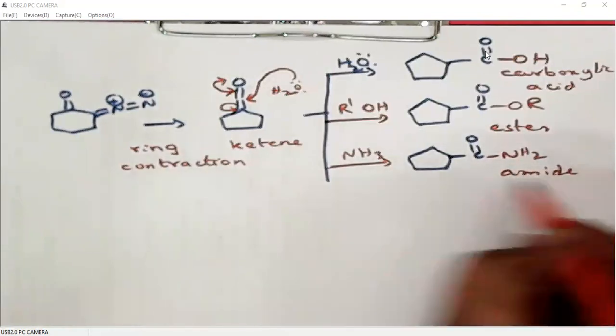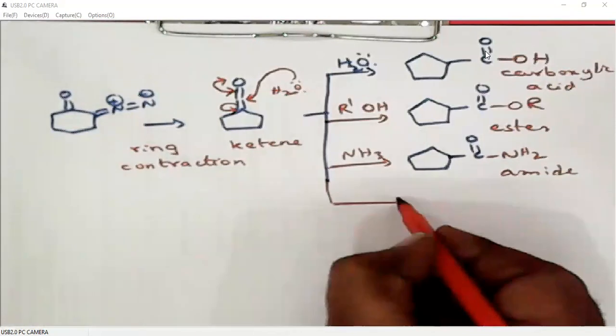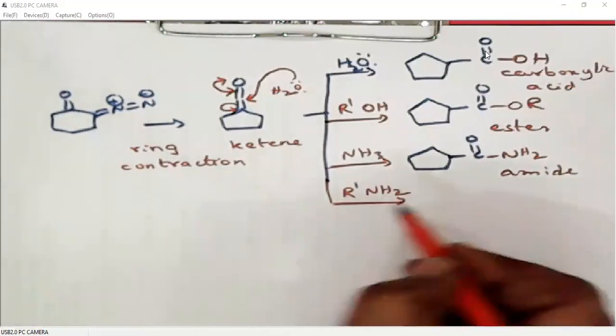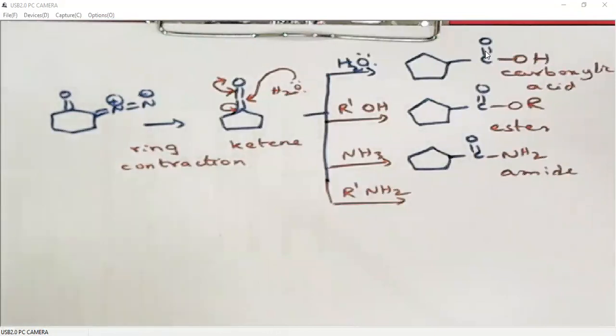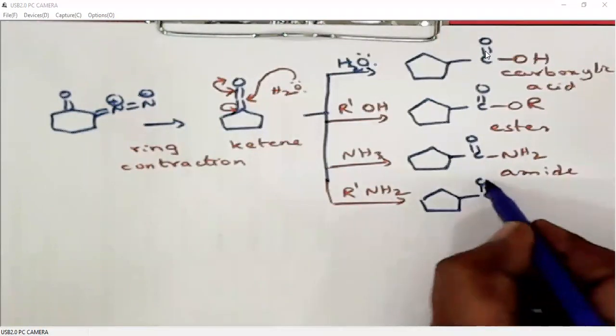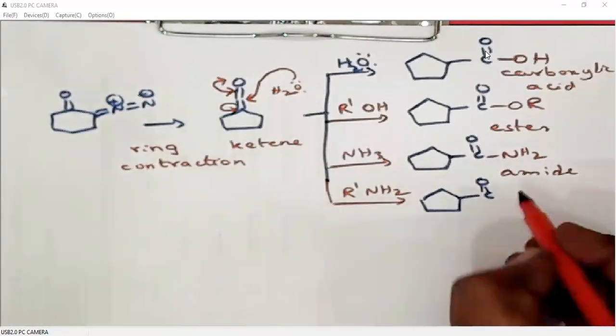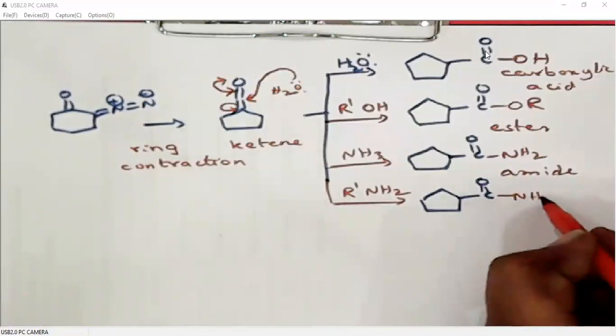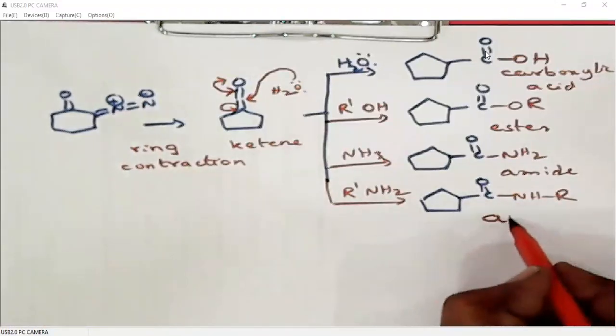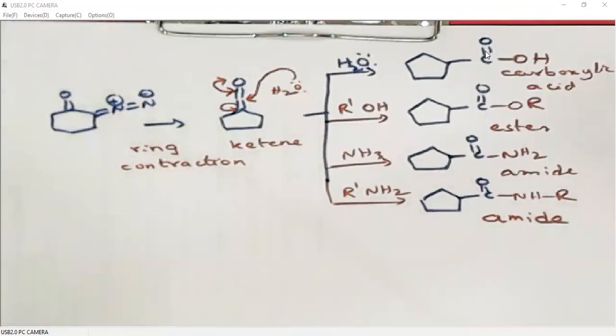We can also use some alkyl amines, monosubstituted alkyl amines or disubstituted. Then we get substituted N-alkyl amides. So this is also an amide. This is how we can explore ketenes further.